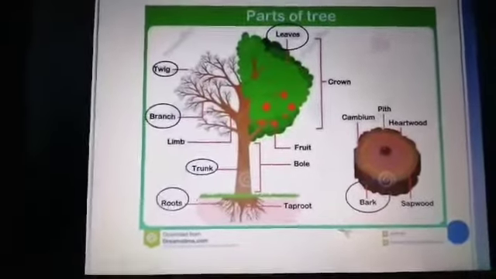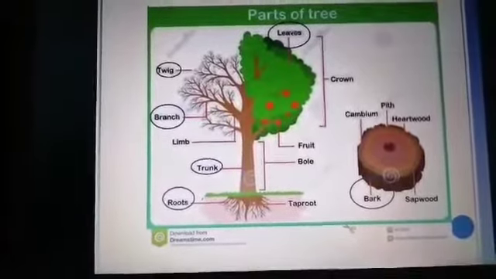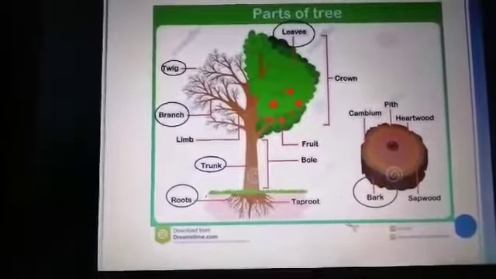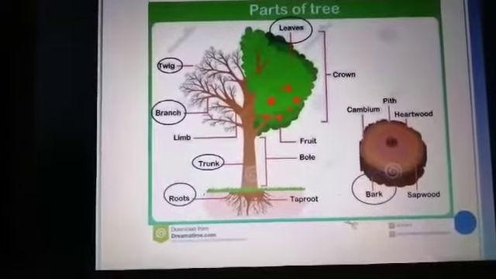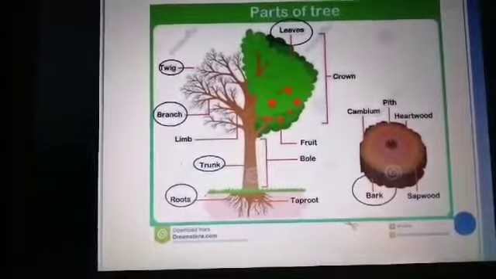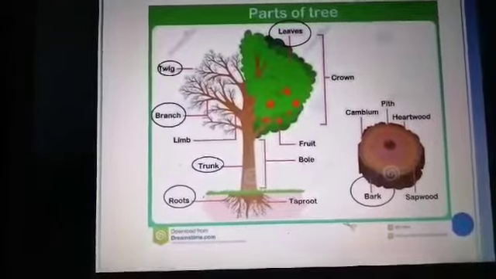Okay, now we know what we can find in the forest. We know the parts of a tree, we know the parts of a plant, and we know that we use different or various kinds of plants to make medicine.